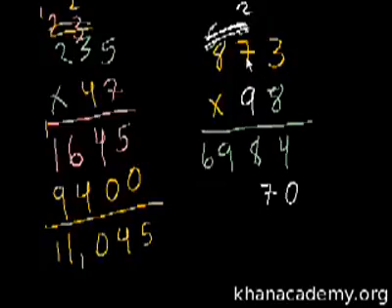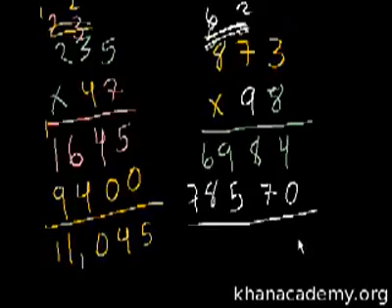9 times 7 is 63. Plus the 2 that we just carried is 65. Carry the 6. 9 times 8 is 72. Plus the 6 we just carried, that's 78. And now we just add again.